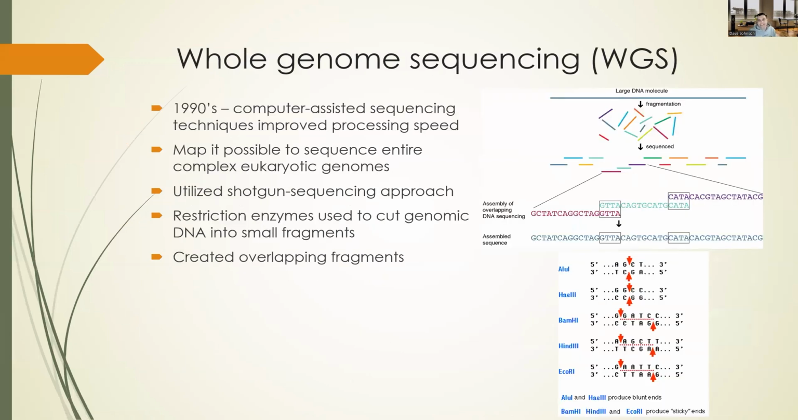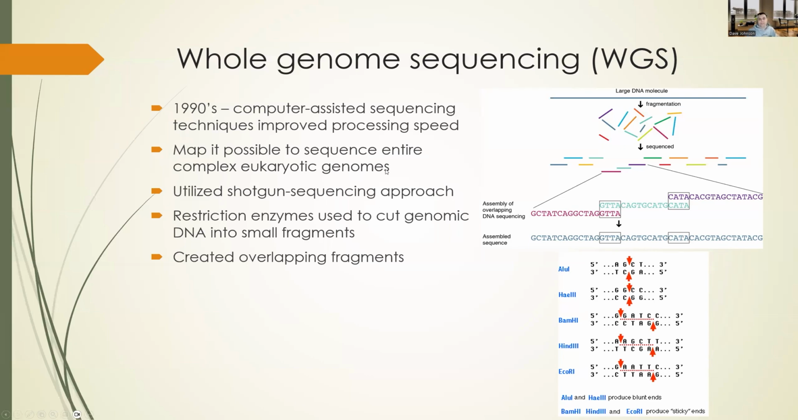By the time we get to the 1990s, computer processing power had improved significantly. And rather than quite literally having people sit together with long strips of paper and matching them up by eye, we were now able to harness the power of computers to do this for us. And this, for the first time, made it possible to sequence the entirety of complex eukaryotic genomes, including the human genome. All right.